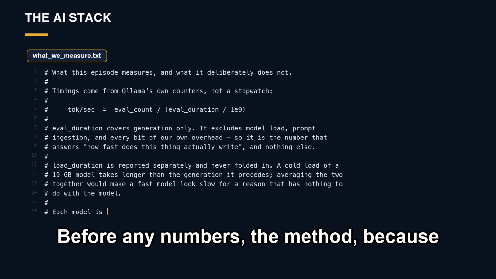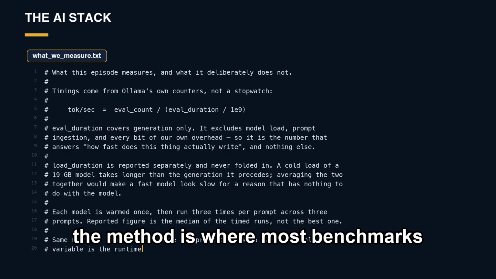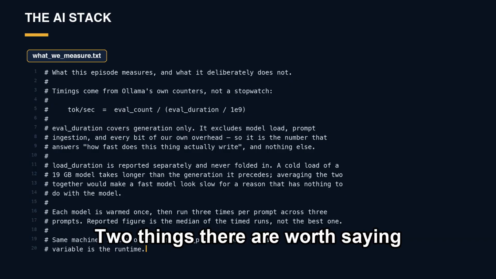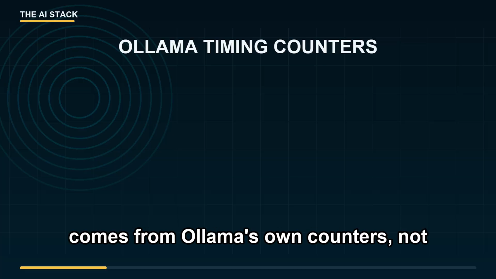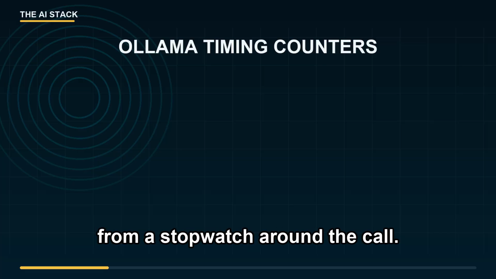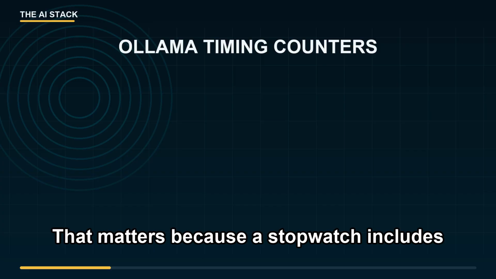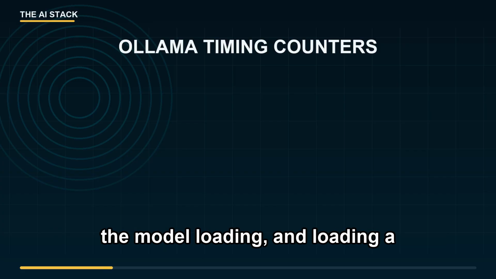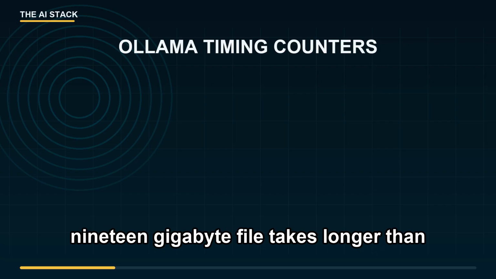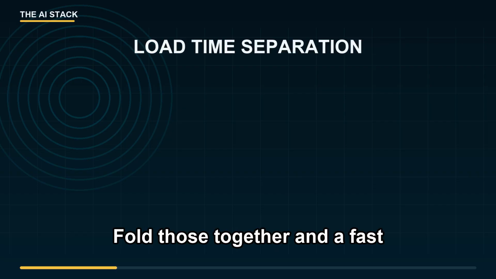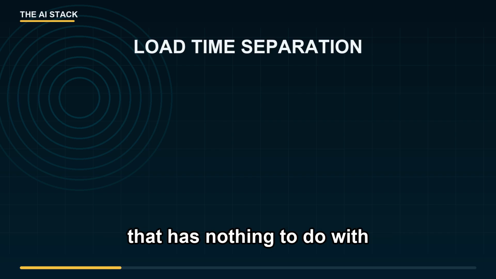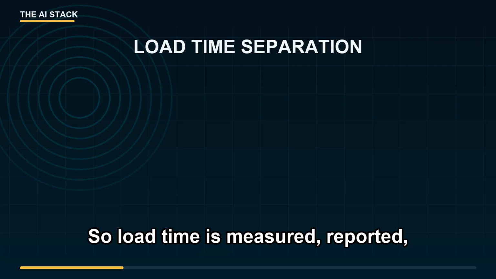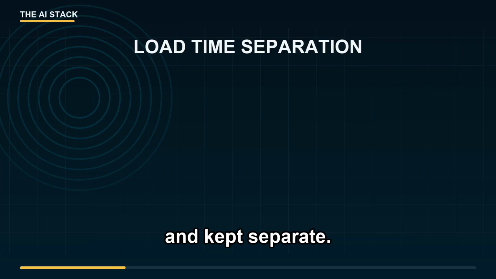Before any numbers, the method, because the method is where most benchmarks quietly go wrong. 2 things there are worth saying out loud. The first is that the timing comes from Ollama's own counters, not from a stopwatch around the call. That matters because a stopwatch includes the model loading, and loading a 19 GB file takes longer than the writing does. Fold those together and a fast runtime looks slow for a reason that has nothing to do with the runtime. So load time is measured, reported, and kept separate.